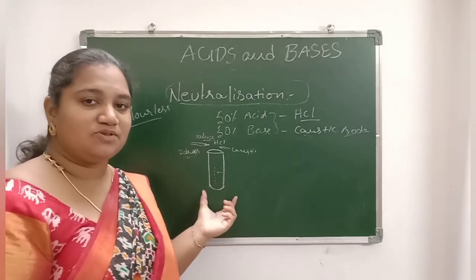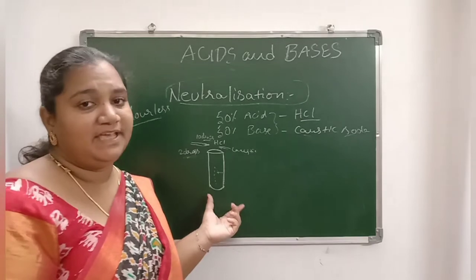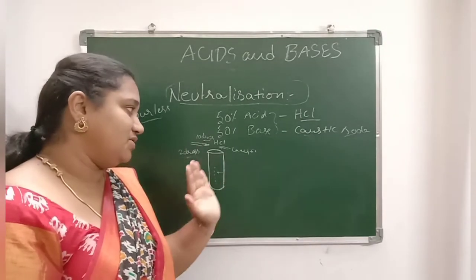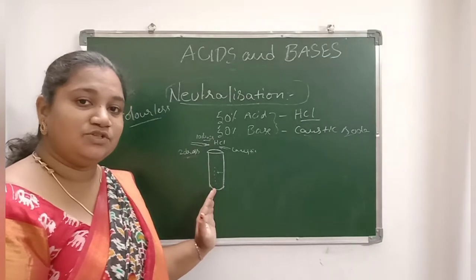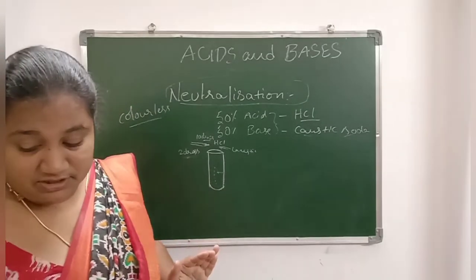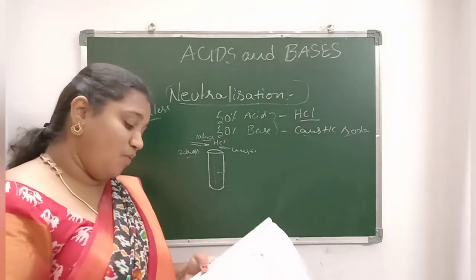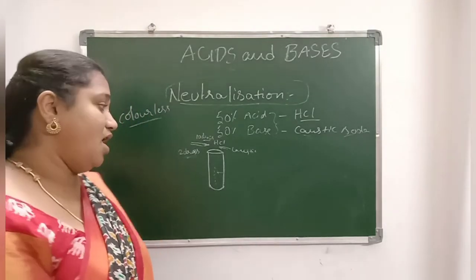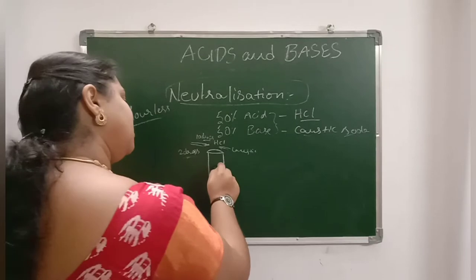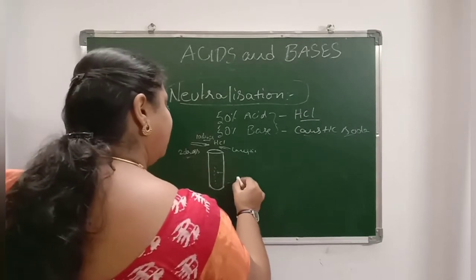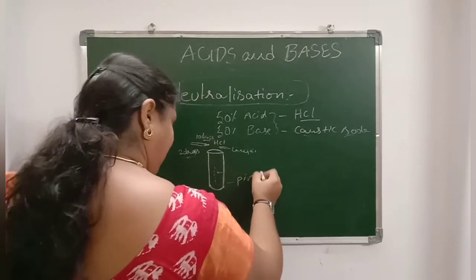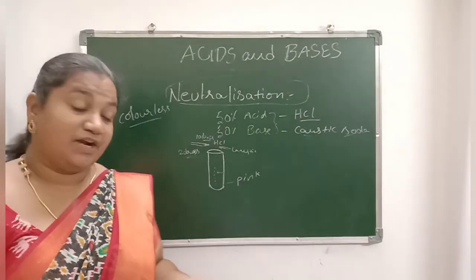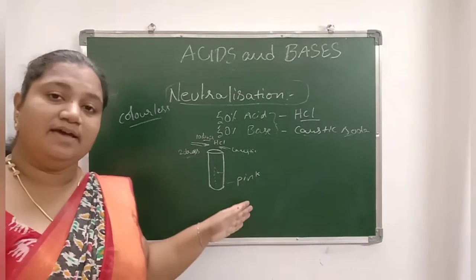Now what is this solution, children? It is a basic solution. Previously it was an acidic solution, and after adding caustic soda, you have turned it into a basic solution. You can also use litmus paper to say what kind of solution it is. After adding the caustic soda solution, it turns pink. What kind of solution is it? It is a basic solution.